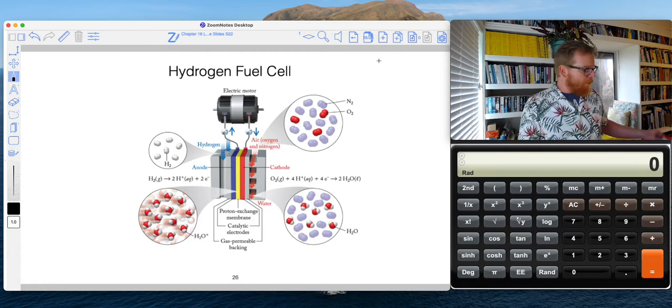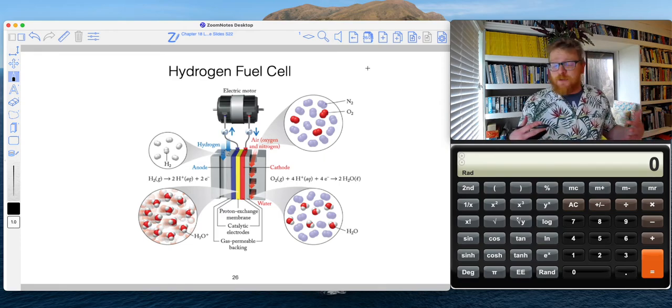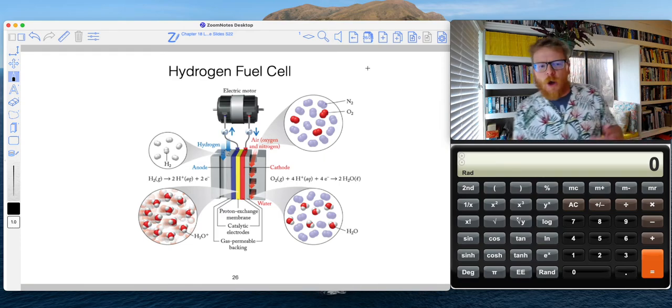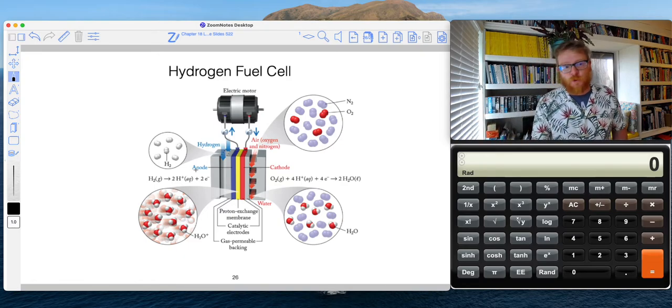And the last type of cell that I'll talk about, which was gaining a lot of promise about 15 years ago and less so now, and that's the hydrogen fuel cell.